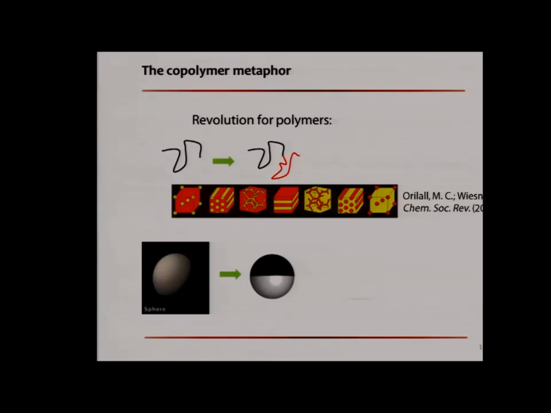But polymer engineers, they didn't stop at diblock copolymers. Instead, they proceeded with triblock copolymers. So the question to me was, can I also learn from them to push my Janus colloidal particles further?